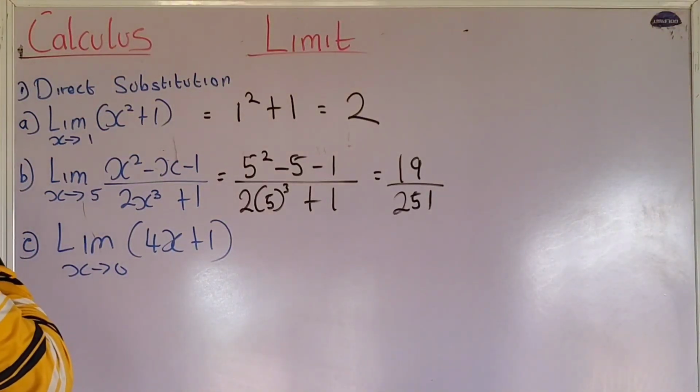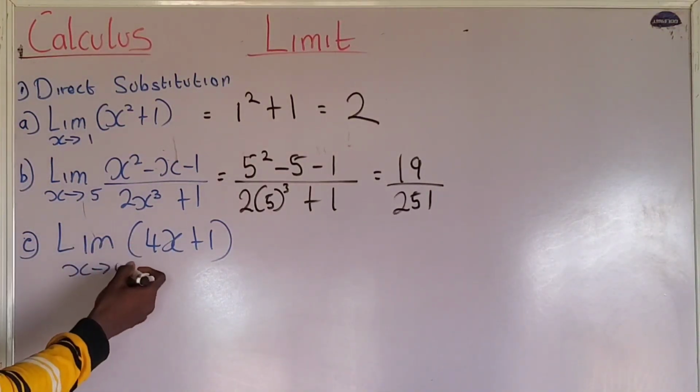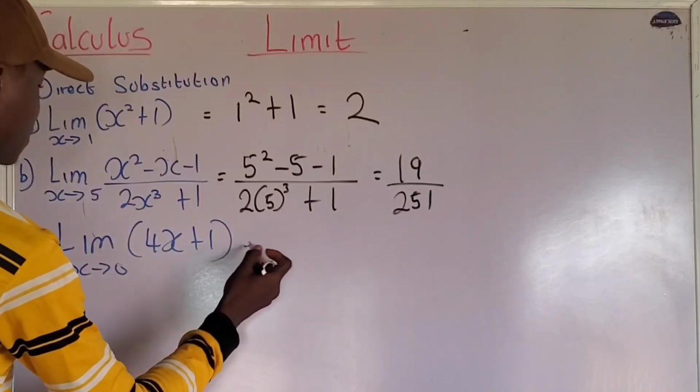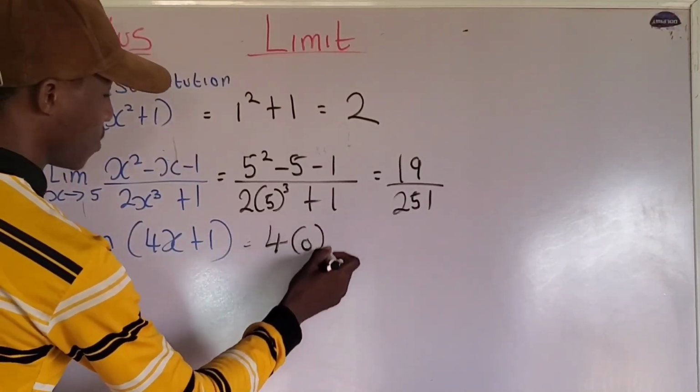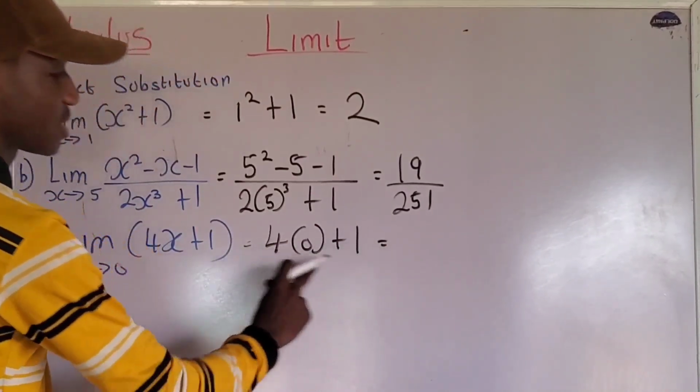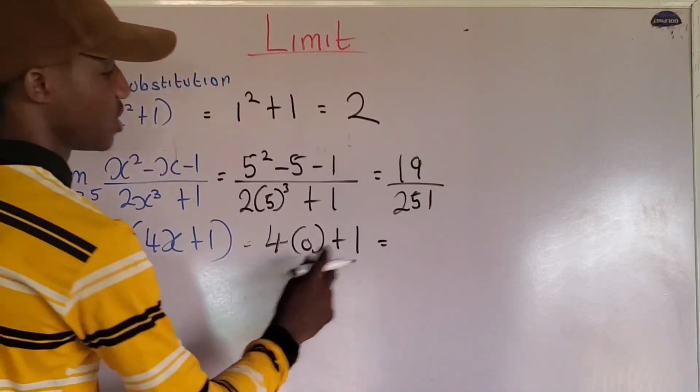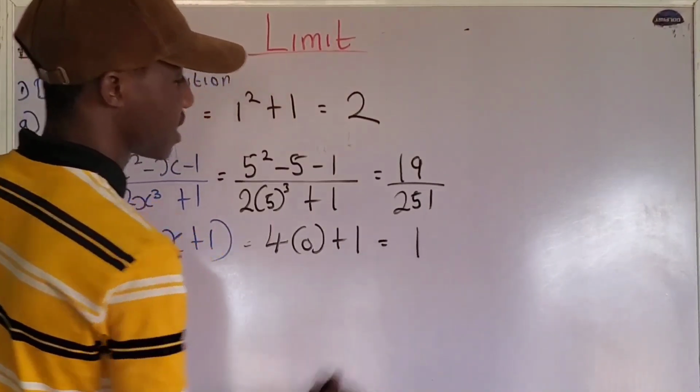Now for the third function, we just have to replace x as 0. So I'm going to have 4 multiplied by 0 plus 1. Okay, 4 times 0 is what? 0. Okay, and we have plus 1, so the answer to this is 1.